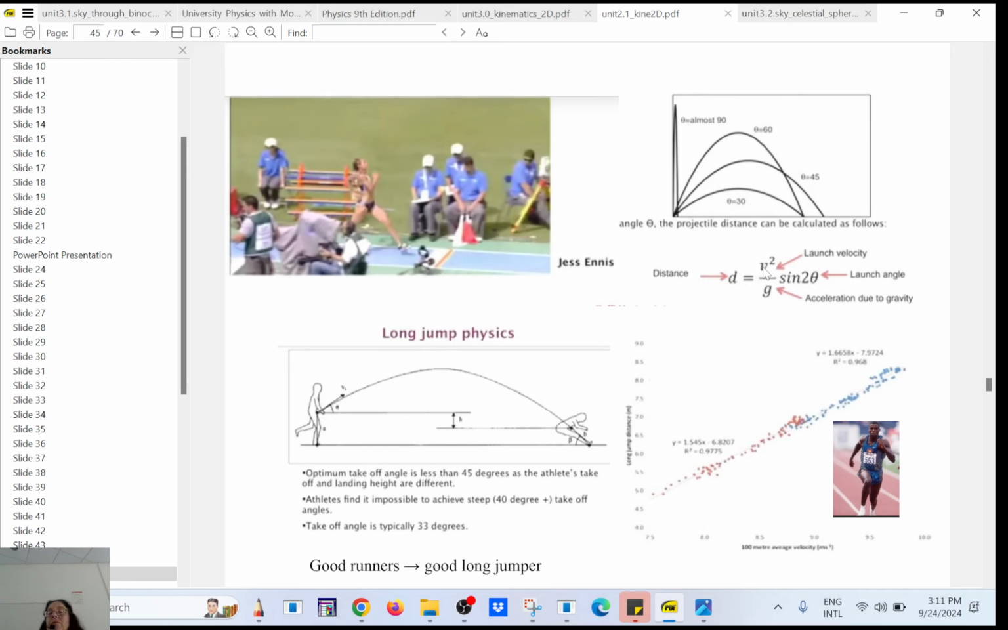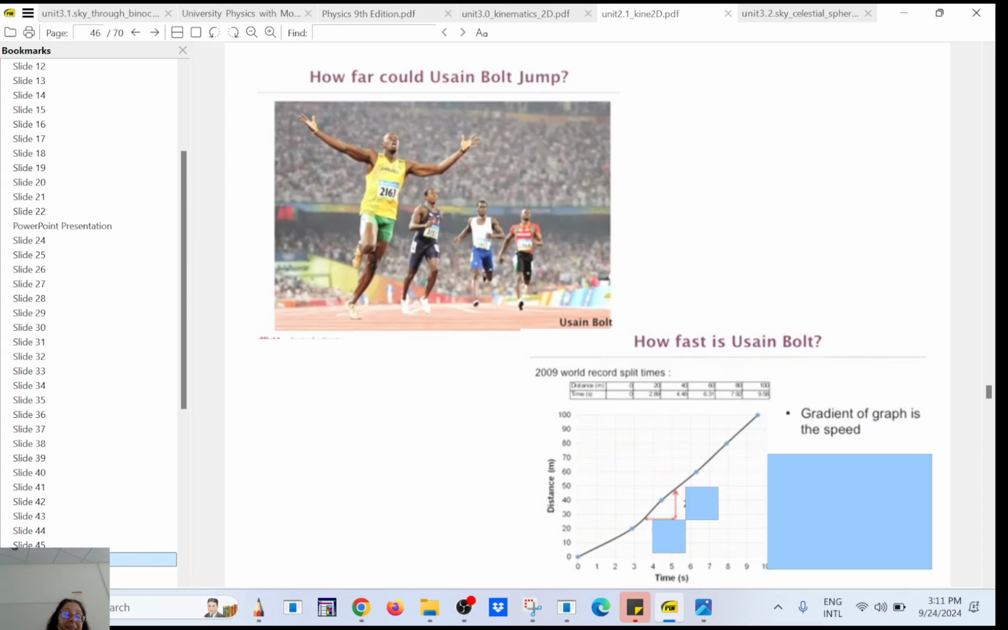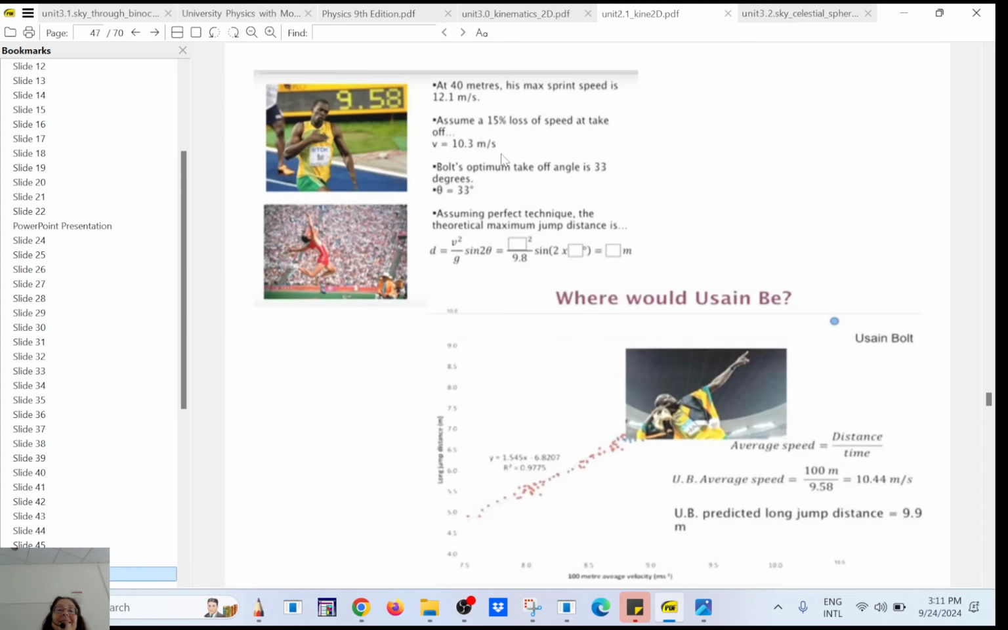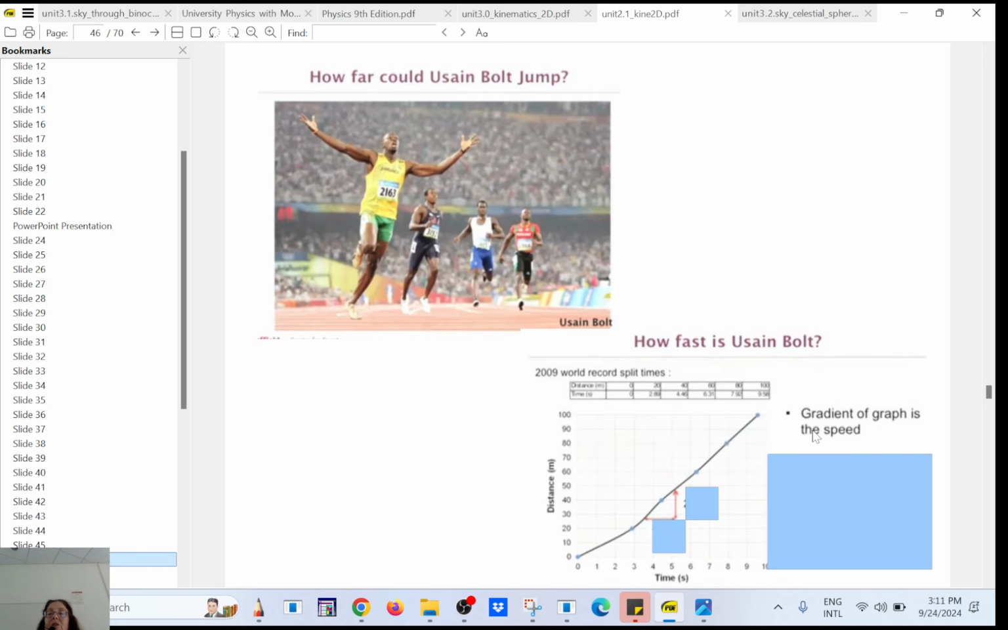So what do we need? We need his speed. Do you agree? And then the angle. It's impossible to jump at 45 degrees. Try. If you get 45 degrees, I will give you extra credit. But usually you can't. The best angle you can do is about 33 degrees. Okay? And what about the speed?